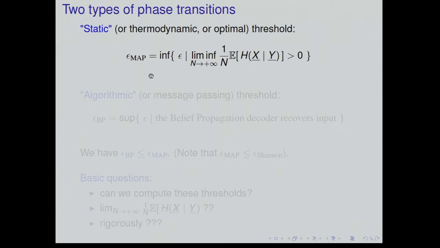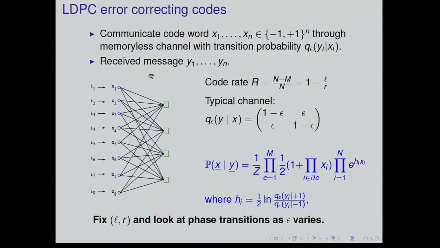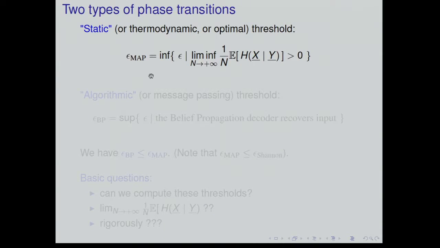So there is a phase transition typically such that from 0 to epsilon MAP, you can decode. This average entropy vanishes, and above epsilon MAP, you cannot decode. This average entropy does not vanish. So if you're not used to Shannon entropy here, you can also think of H as the log of Z, so minus the free energy of this spin model.